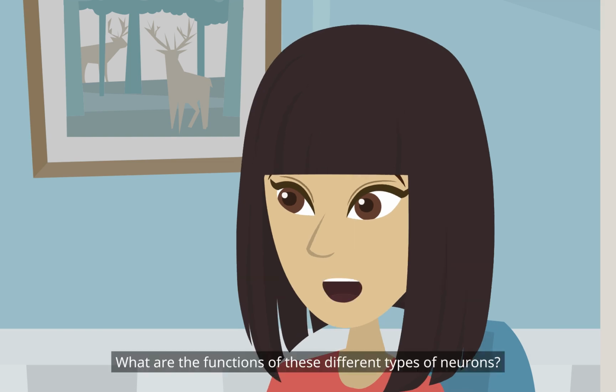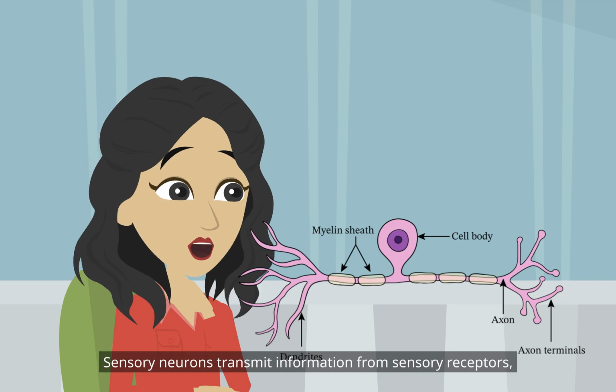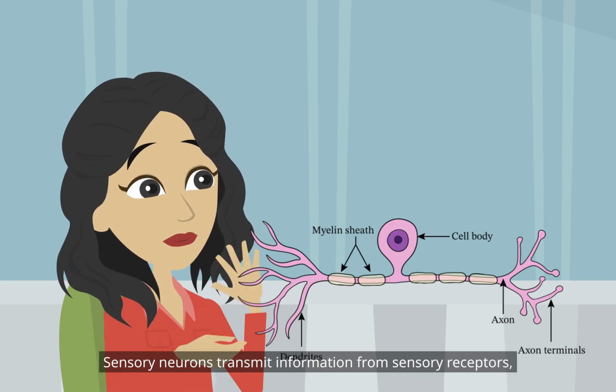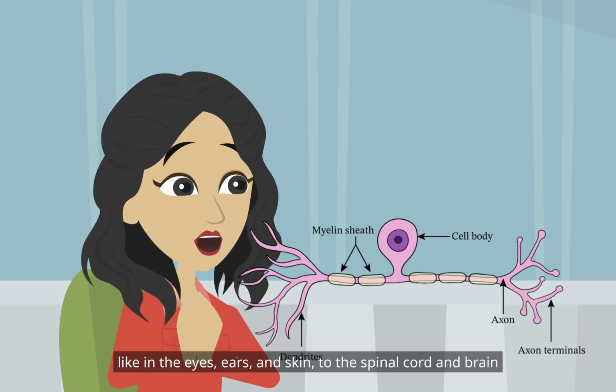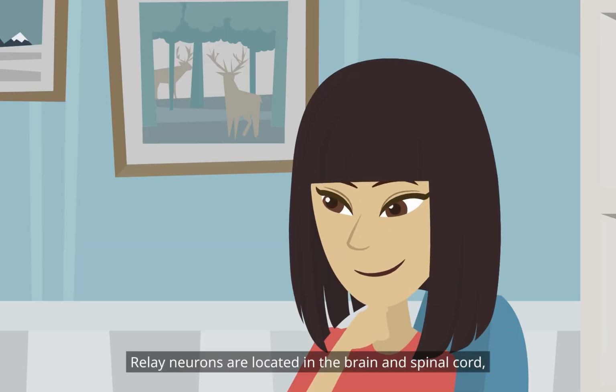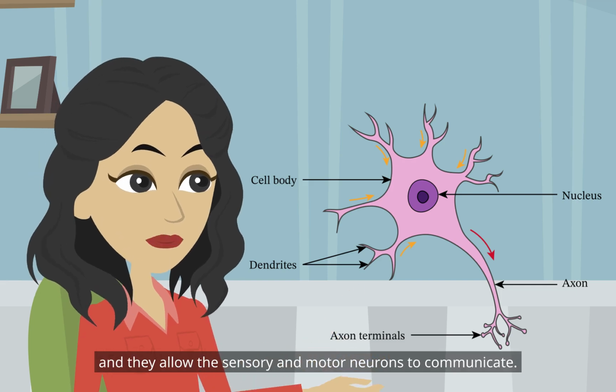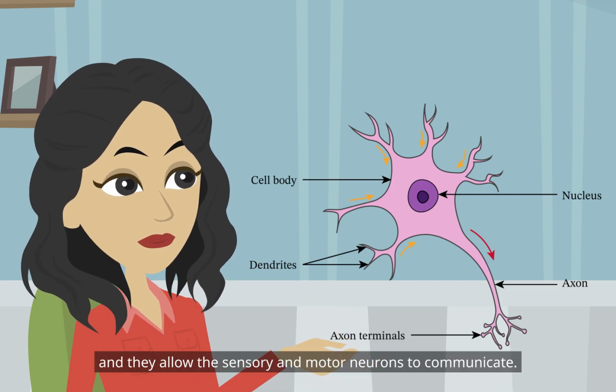Interesting. What are the functions of these different types of neurons? Sensory neurons transmit information from sensory receptors, like in the eyes, ears, and skin, to the spinal cord and brain. Relay neurons are located in the brain and spinal cord, and they allow the sensory and motor neurons to communicate.